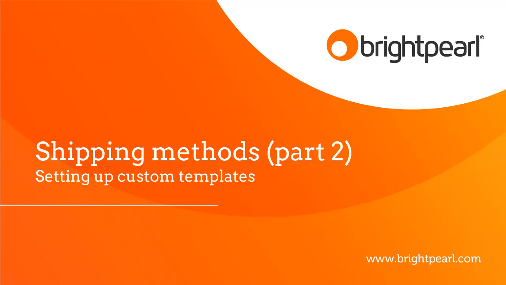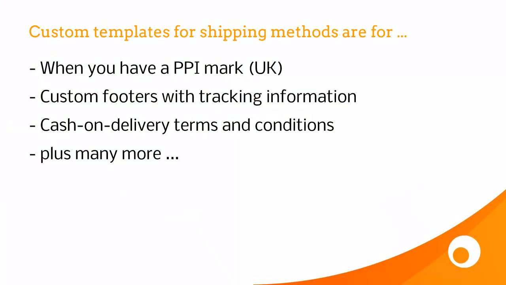This is the second video about shipping methods, where I'm going to show you how we set up custom templates to use for specific shipping methods. So why would you want to use a custom template for a shipping method? Perhaps you've got a PPI mark, which is something we use in the UK.